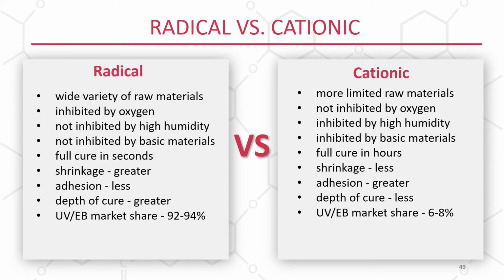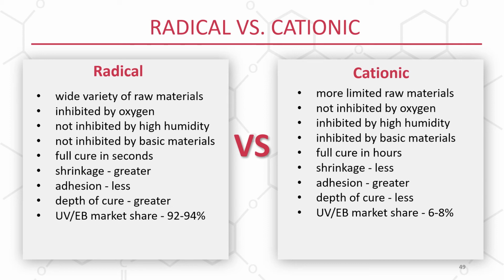You have no inhibition by oxygen when you're using cationic curing. As you saw when we had the mechanism, oxygen just can't play a role in the cationic cure. So that's a really good advantage. Free radical curing is not inhibited by humidity or by basic materials. Potentially, cationic can be. You get full cure in seconds for free radical. Cationic cure may take hours in some cases. This is not necessarily a bad thing. There may be some advantages to having a slow cure, but it is there. You work with it.